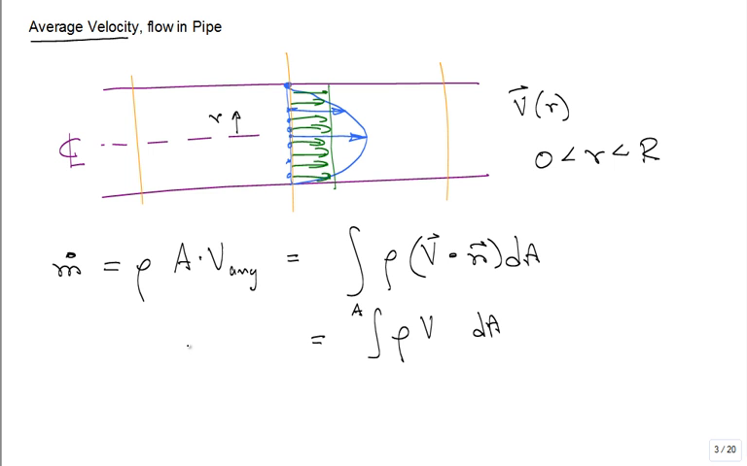This gives us the equation for the average velocity. The average velocity, especially if it's incompressible, which most of the time it is, so you just cancel the density off, is equal to the integral of V dA over A. Makes sense? So we could talk about the average velocity in a lot of cases.